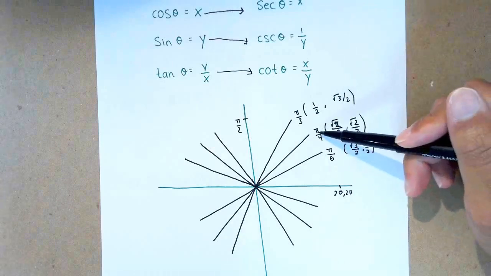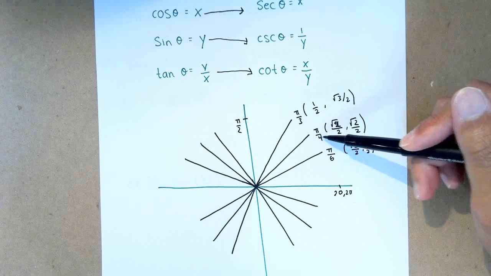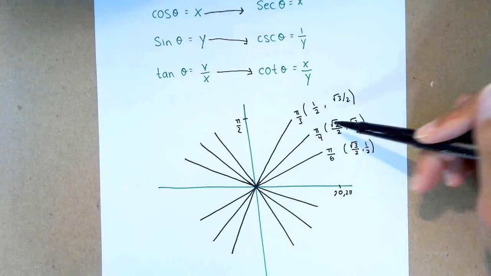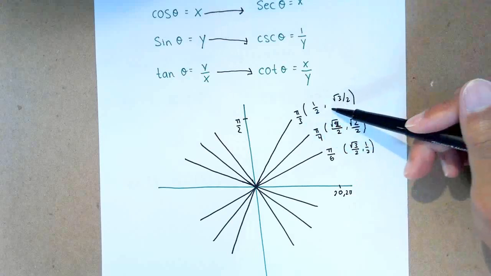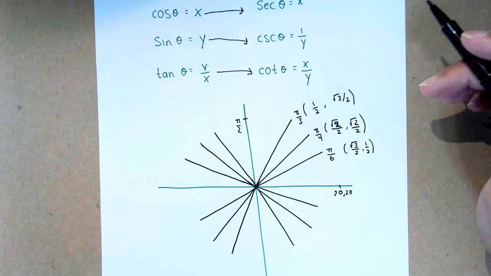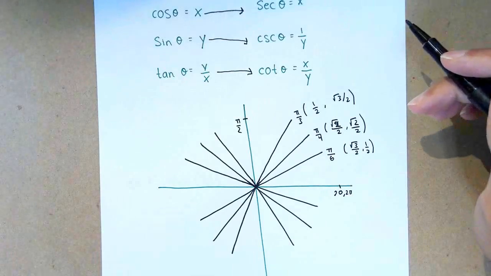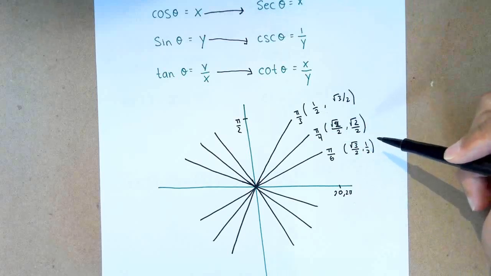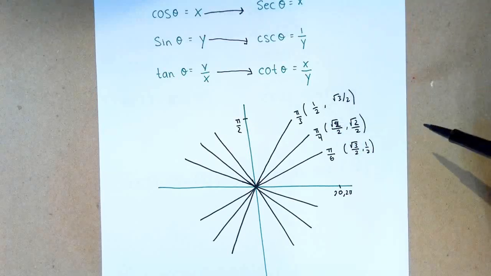My favorite, the one that goes with pi over 4 is radical 2 over radical 2. Why is it my favorite? It's the easiest to remember. And the last one, pi over 3, it's 1/2 comma radical 3 over 2. You just have to understand that. If you notice, every single denominator has a 2, so don't really focus on memorizing that it goes over 2.